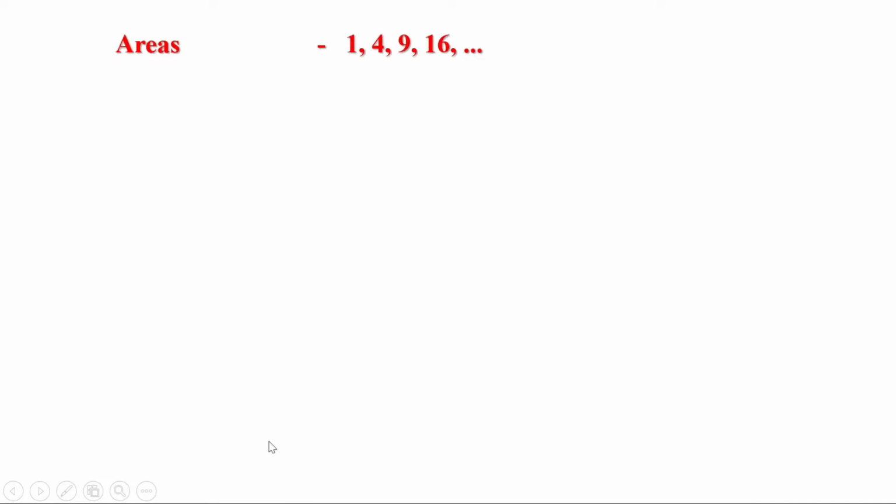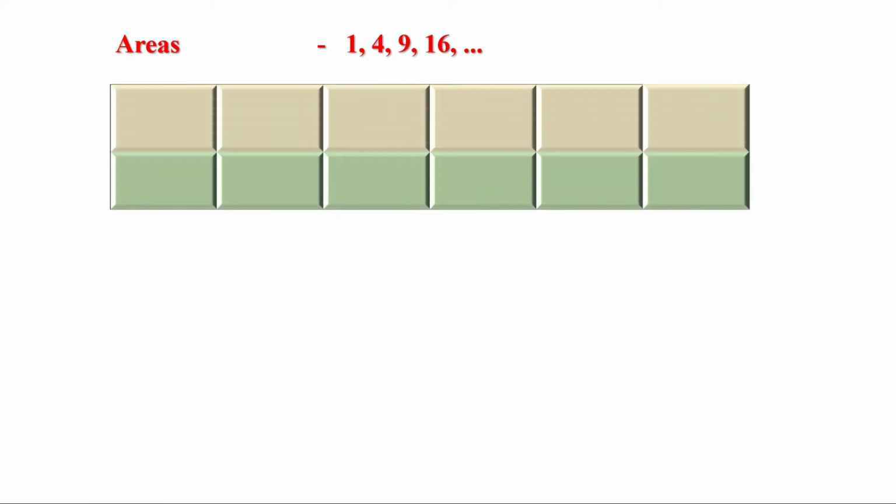Now let us take the sequence of areas. Again, let us try to find the relation between the position and term. First term is 1, second term is 4, third term is 9, and so on. How are the term and position related here?